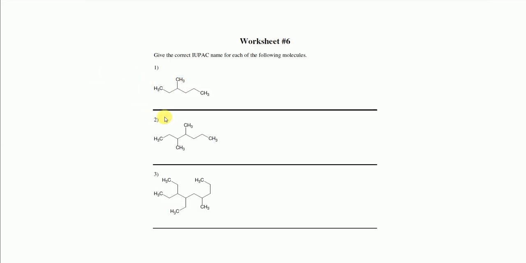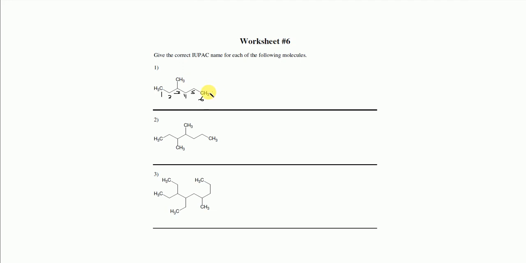All right, so I'm going to go from the workbook and give you some examples from there. I have this, number 1. I'm just going to copy and paste this. This is worksheet 6. Let's just do the first couple. Here I have this group right here, and I need to name it. If I eyeball this, I'm pretty sure this is the longest chain right here. So I'm going to start naming it 1, 2, 3, 4, 5, 6. So I have a 6 carbon long chain. This is a hexane. Now I'm going to number the other direction.